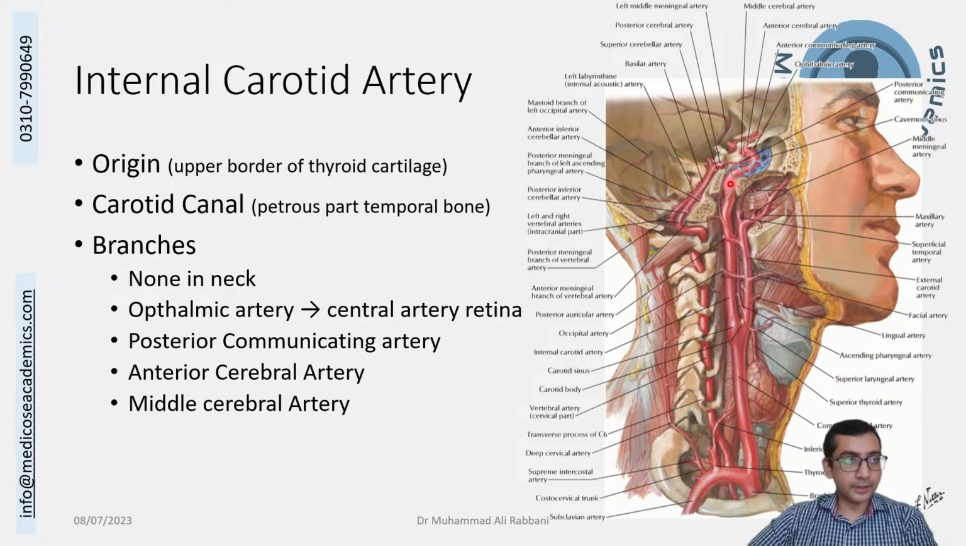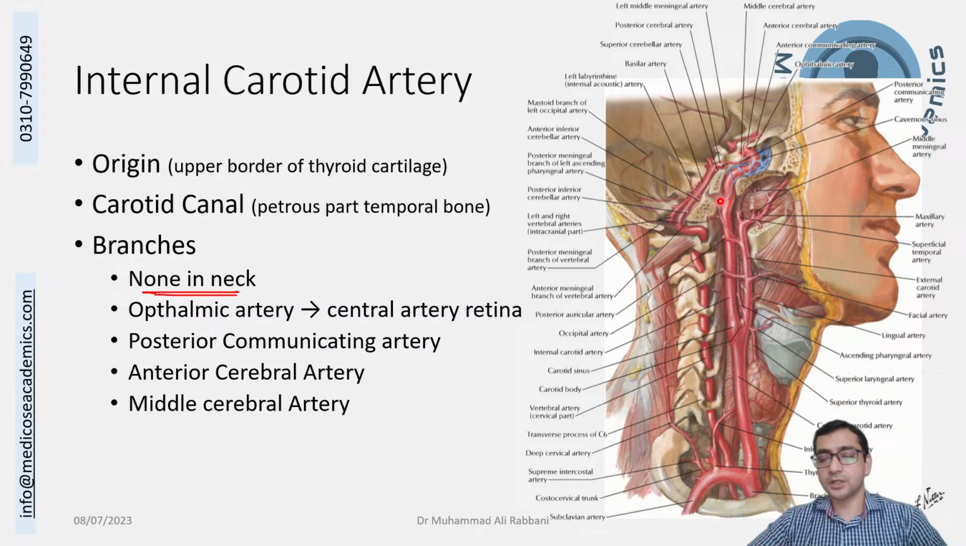The thing that you remember, and the thing where the examiners, including me, intend to confuse their students, is that they ask what are the branches of the internal carotid artery in the neck. So be very, very clear that there is no branch of the internal carotid artery in the neck. The internal carotid artery has no branches in the neck, and that's it. That's the thing to be remembered. And it moves up the carotid canal.